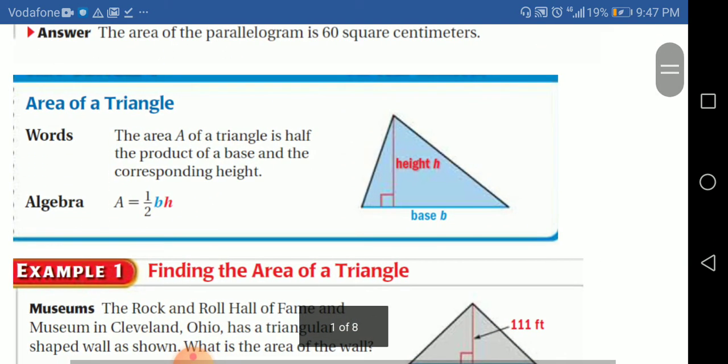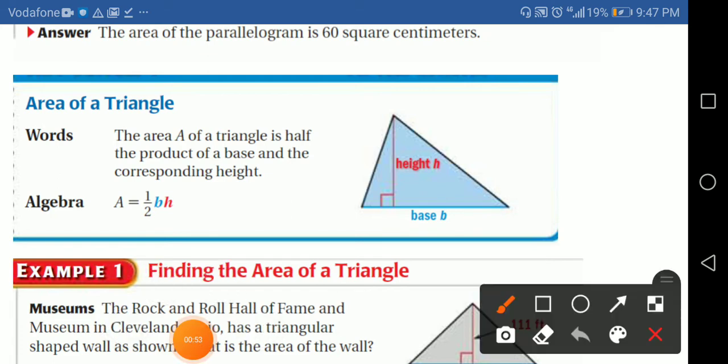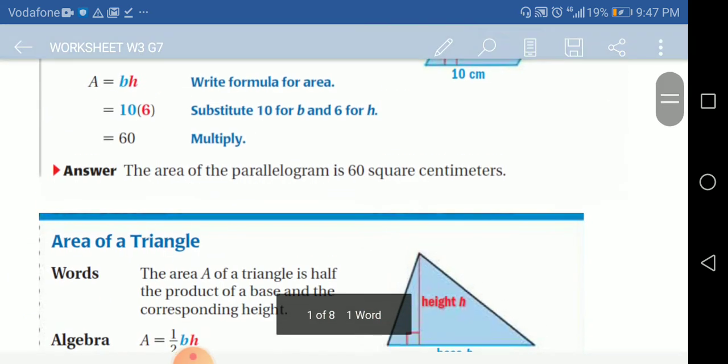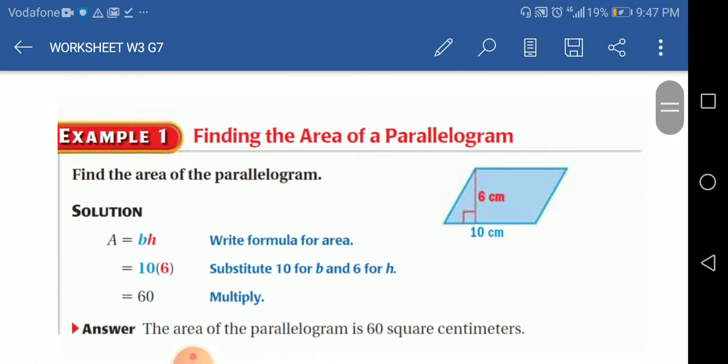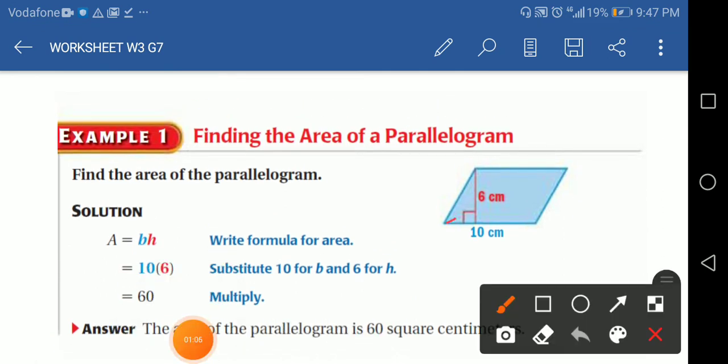What about the area of a triangle? We have to remember and study well all of these rules. Let's look back here to see how I can find the area of a triangle. We can have this one. This is a parallelogram. I can divide the parallelogram into two triangles.